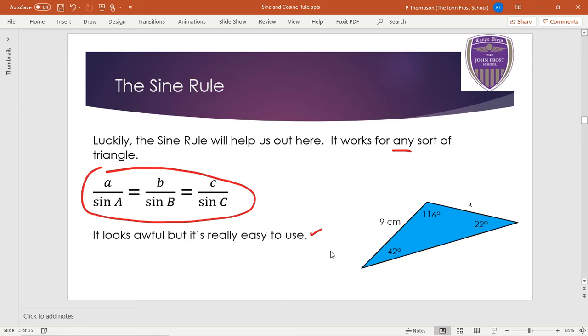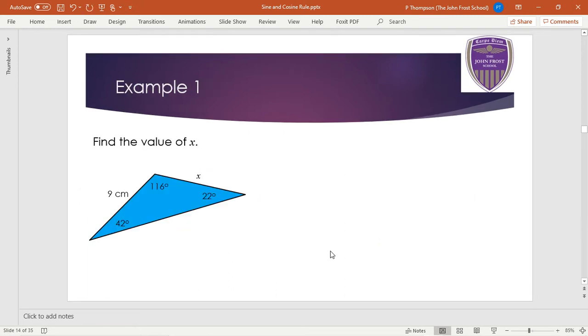Remember these lowercase letters and uppercase letters in the previous lesson we saw they meant. Remember, lowercase letters mean sides, uppercase letters mean angles. So if we do an example, it'll become much clearer. So example 1, pause it, write it down, and then come back to me when you're ready.